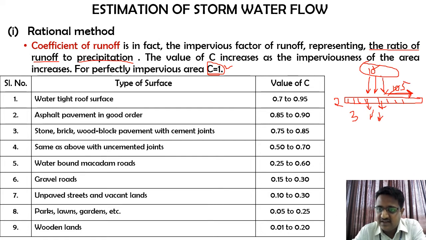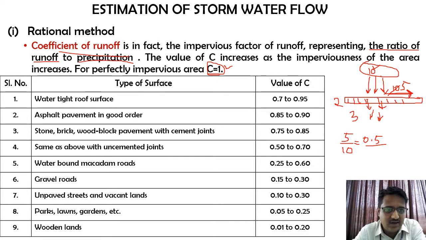So that's why now this coefficient of runoff is going to be what? Ratio of runoff to the precipitation. So runoff is how much? 5 centimeters, and total precipitation is 10. So here it will be 0.5 as the coefficient of runoff. So this is how, in simplest terms, it will be calculated.